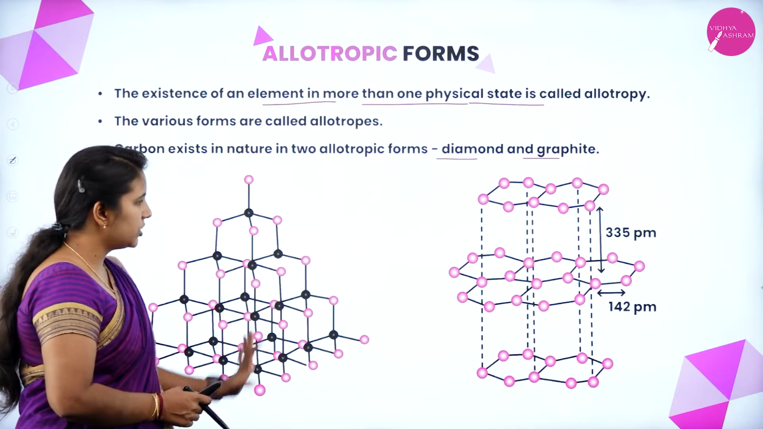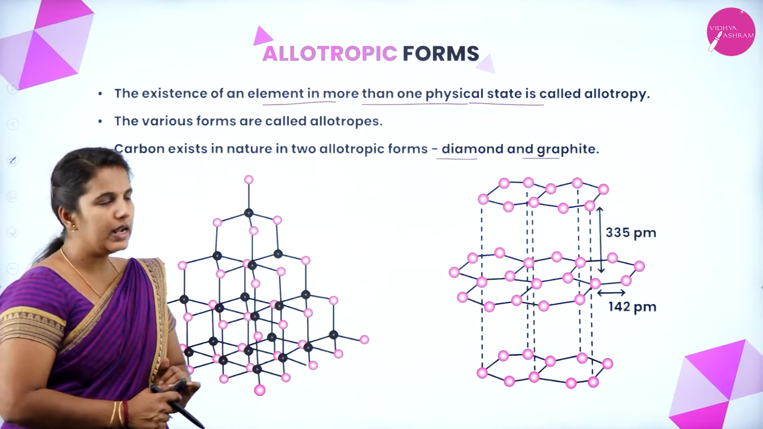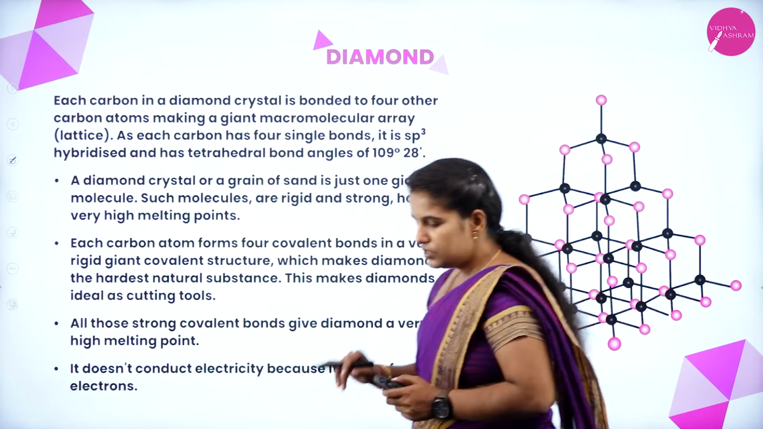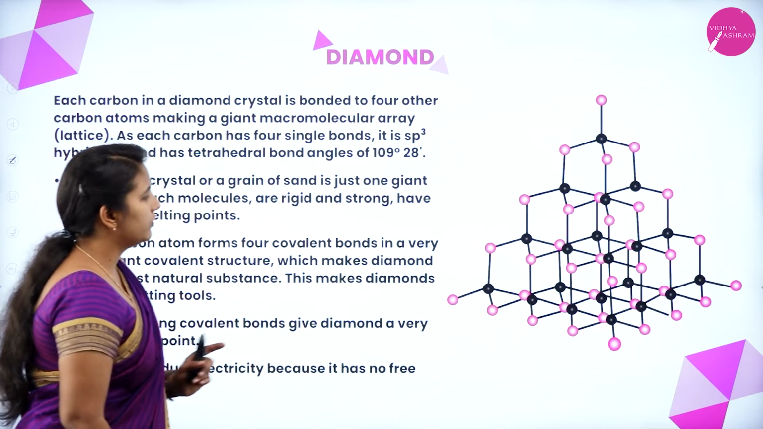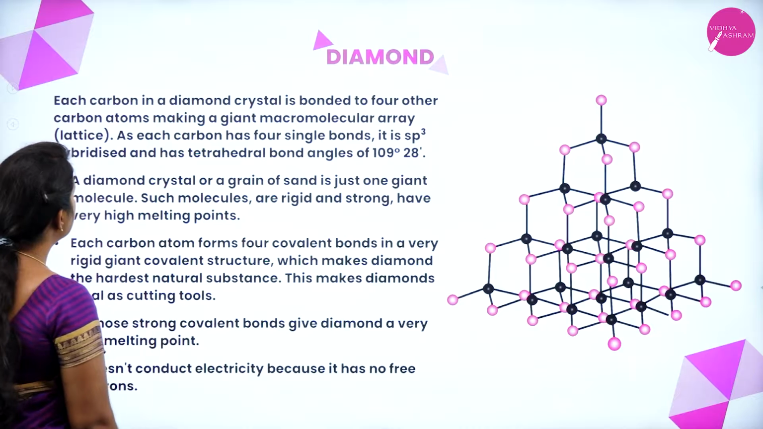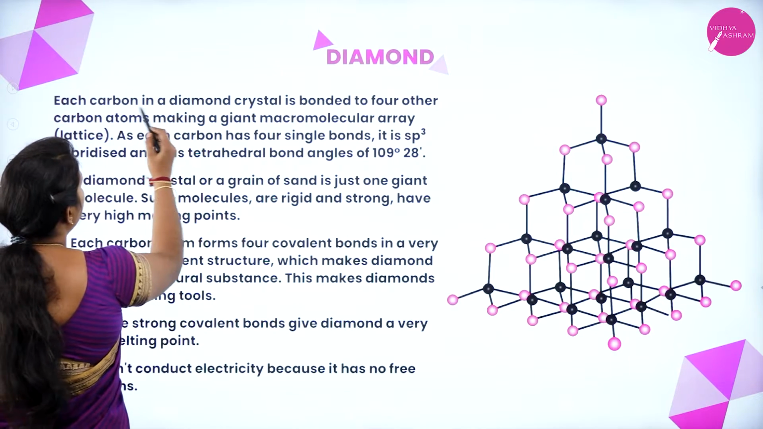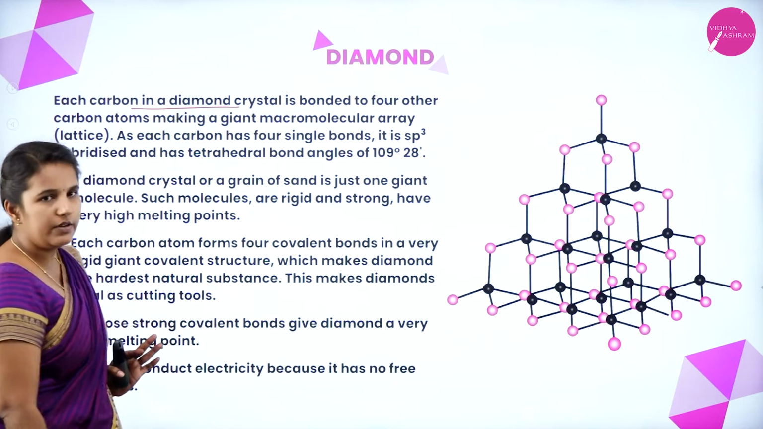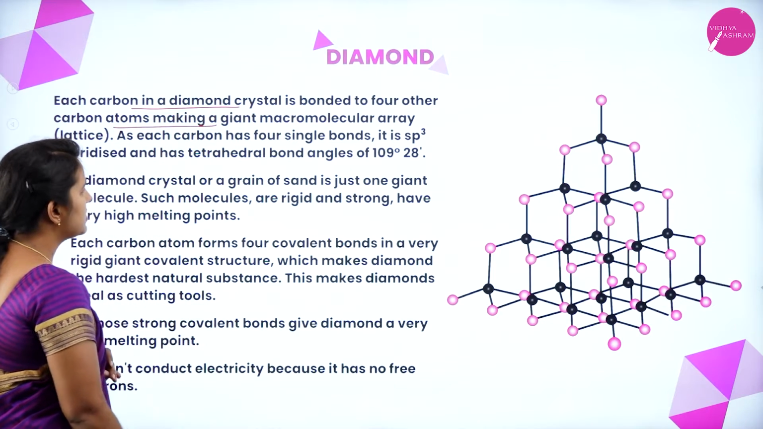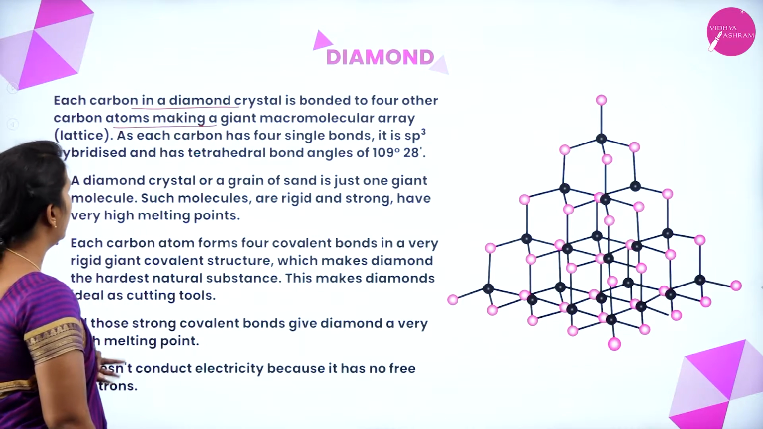So this is the diamond structure and that is the graphite structure. We'll understand one by one first. This is actually the structure of diamond and it is a crystalline solid. Each carbon atom in the diamond crystal is bonded with 4 other carbon atoms. Thereby, it makes a giant macromolecular array.